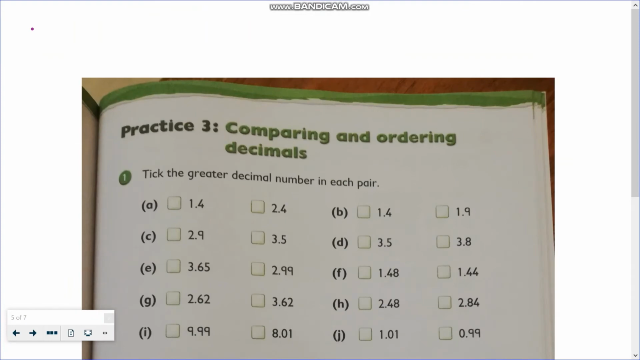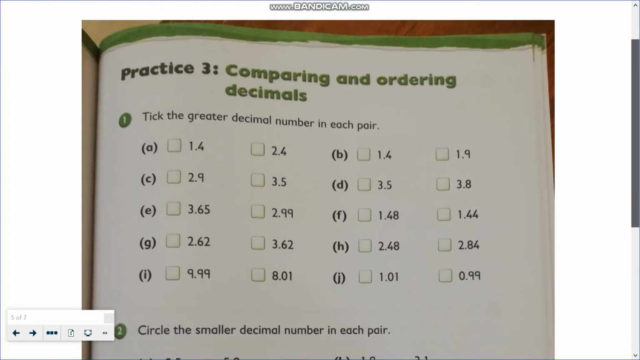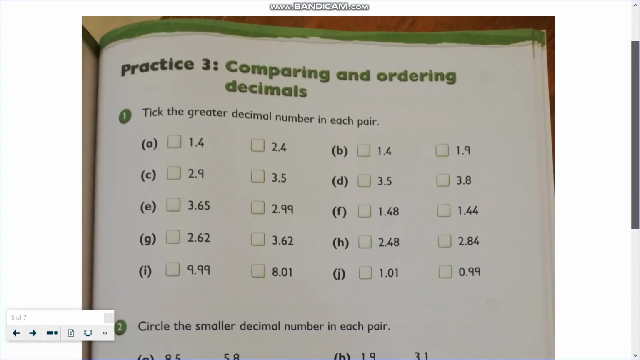Now let's proceed to your workbook. Number 1, tick the greater decimal number in each pair. So for letter A, which one is greater? Is it 1.4 or 2.4? Of course, 2 is greater than 1, so we have to tick 2.4.